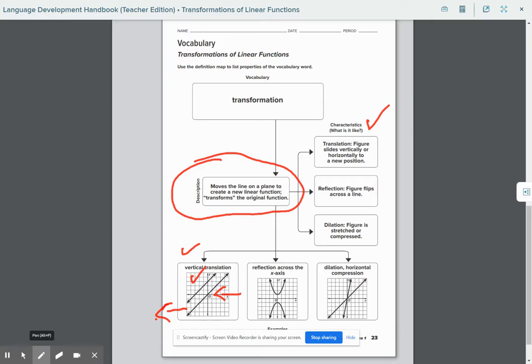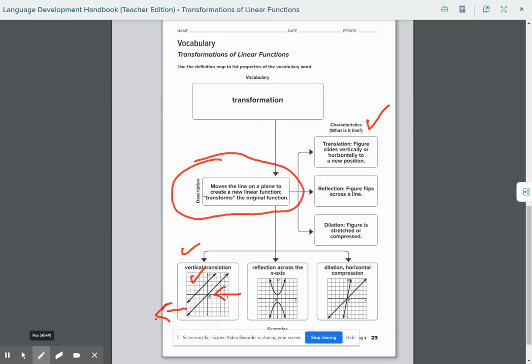The figure slides vertically or horizontally to a new position. So you can slide it up and down, or you can slide it left to right. Either way, it depends on the line that you're using. The lines run parallel, and that's really the distinguishing factor with a translation.